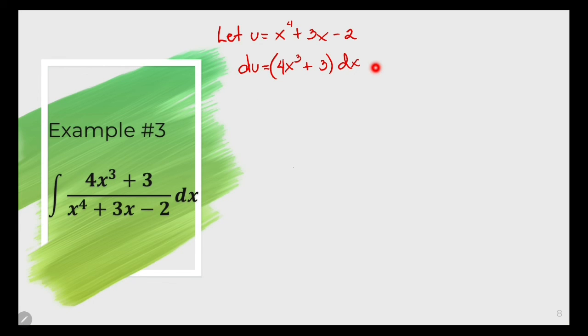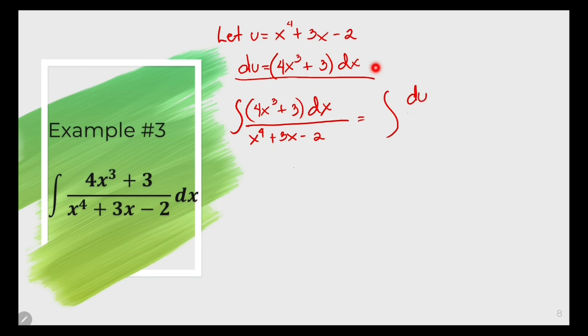If we rearrange our original expression, we can put the dx in the numerator. So you have the integral of 4x cubed plus 3 dx all over x to the power of 4 plus 3x minus 2. Notice that the numerator is equivalent to our du. You have the integral of du, and our denominator is equivalent to u. In the basic integration rule, the integral of du over u is simply equivalent to the ln of the absolute value of u plus c.